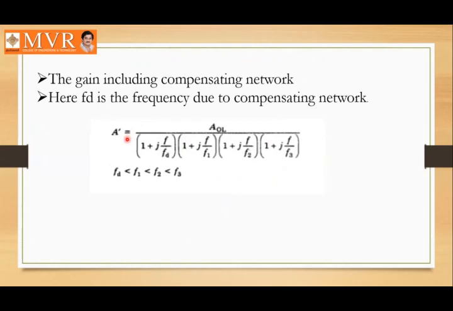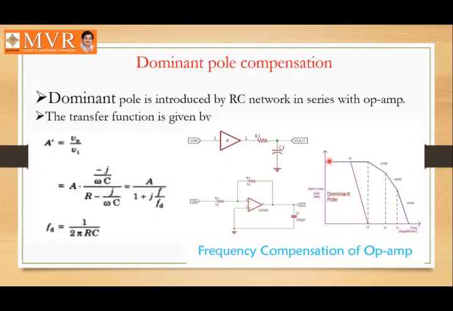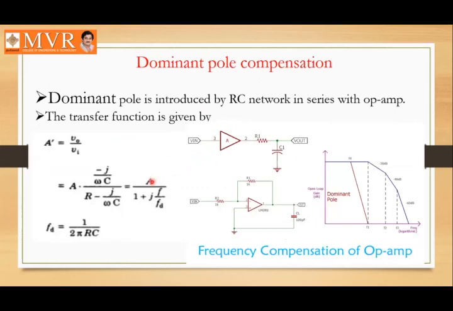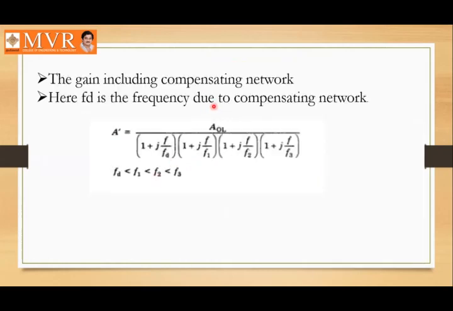And finally, when you are considering three frequency components, as we have seen here in this graph, we are having three frequency components, f1, f2 and f3. So we are considering those three components, and we can write our transfer function. Now our transfer function A dash is equal to the open loop voltage gain AOL divided by 1 plus j f by fd, into 1 plus j f by f1, f by f2, and f by f3. So these are three corner frequencies.